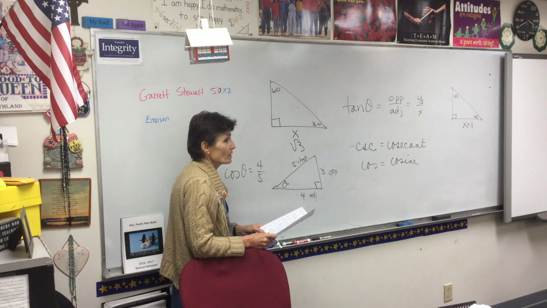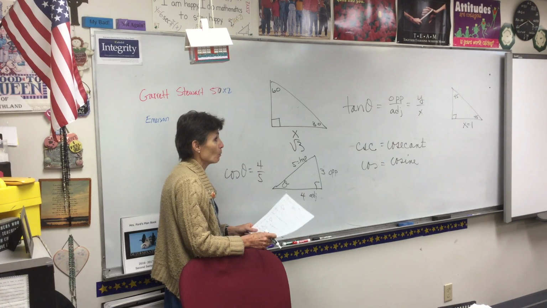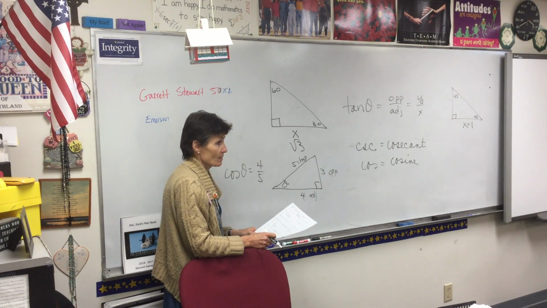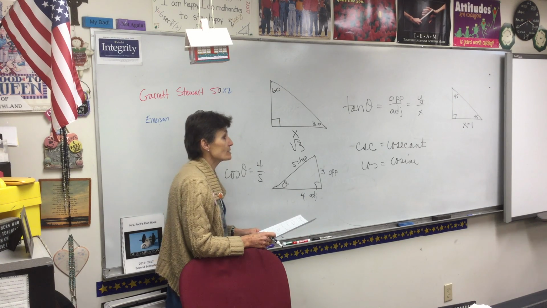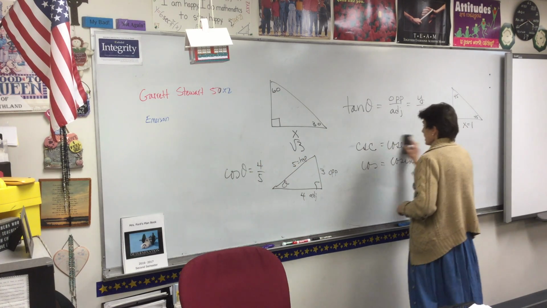What is the reciprocal of the sine? Look at your gold sheet. What's the reciprocal of the sine? It would be 1 over sine. What's 1 over sine? Or the reciprocal of the sine. Which one is that? Cosecant. Yep. The cosecant is the reciprocal of the sine.